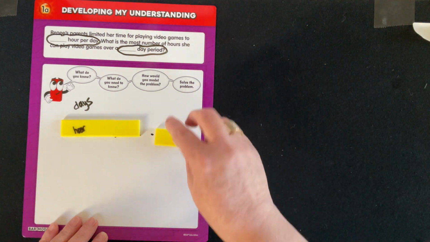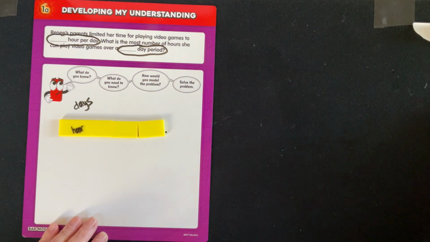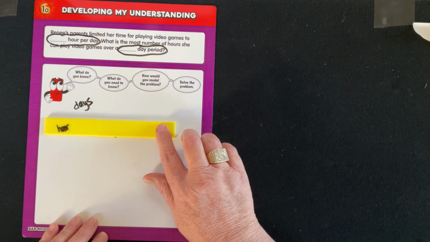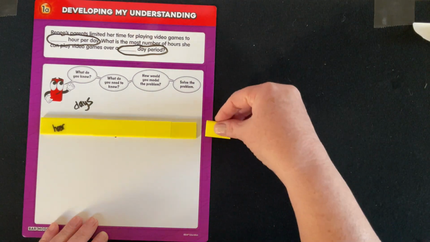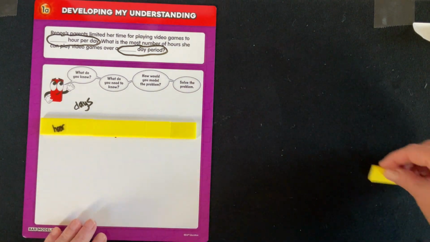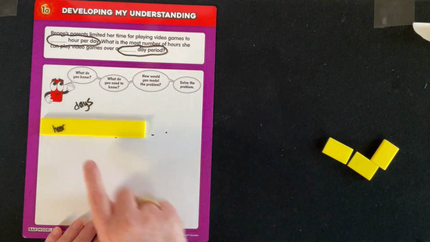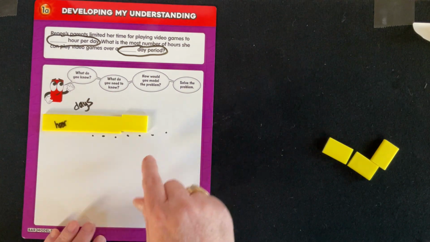So is this going to be an addition problem or a multiplication problem? And how do you know? Turn to your partner and talk about this. And like I said, I don't know how many yellows we're going to put down, so I'm just going to leave all of these over here. I just know it's a bunch of dots.